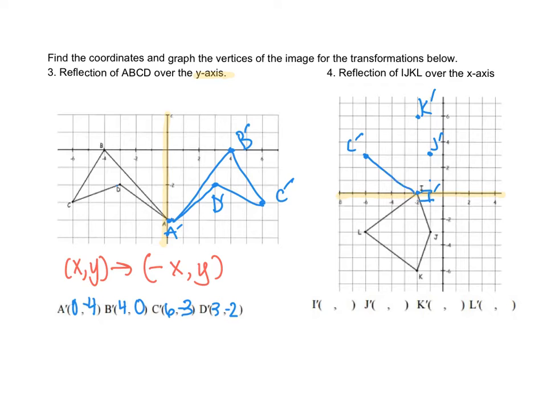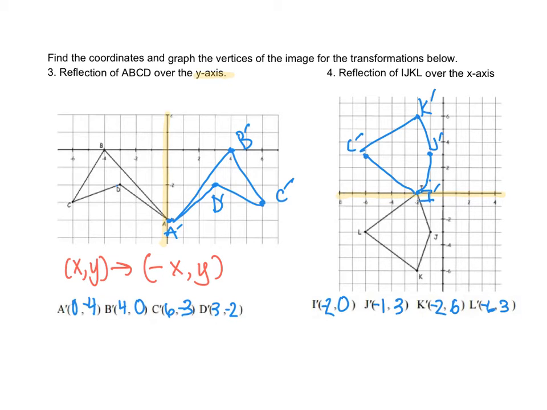So we connect our 4 points, and we get our new image. So I'm going to write the coordinates of my points. I prime stayed the same. It's at negative 2, 0. J prime is now at negative 1, 3. K prime is at negative 2, 6. And L prime is at negative 6, 3.